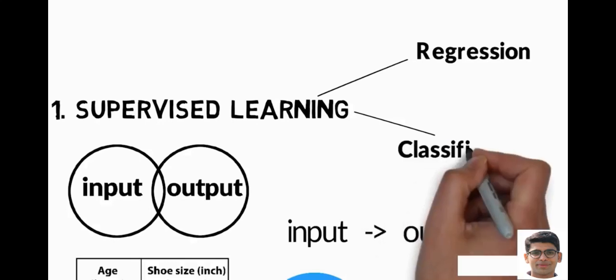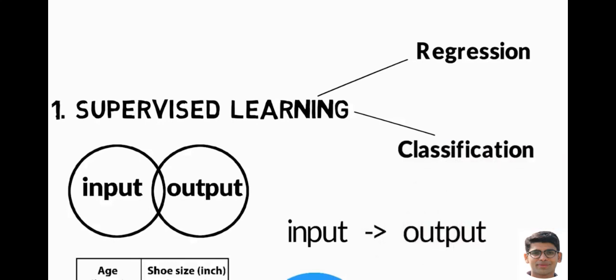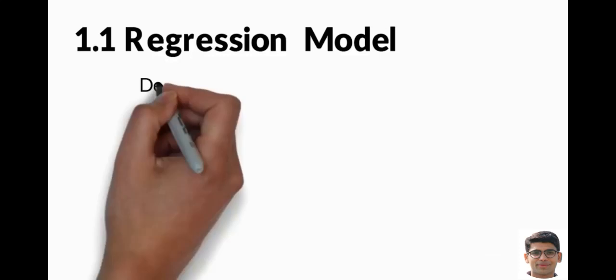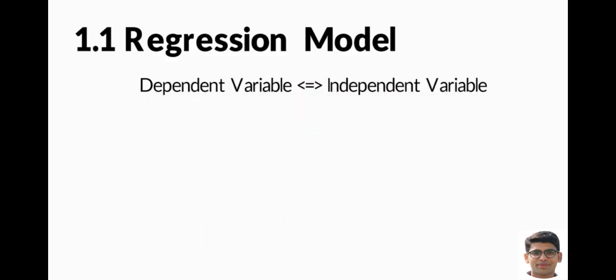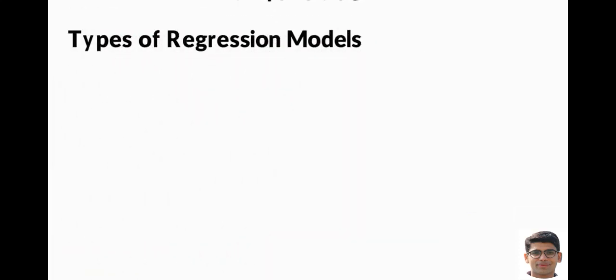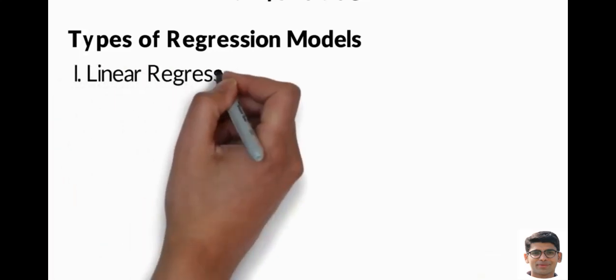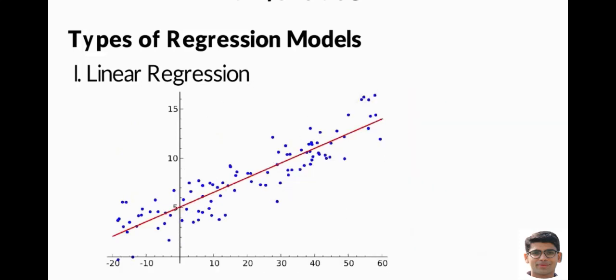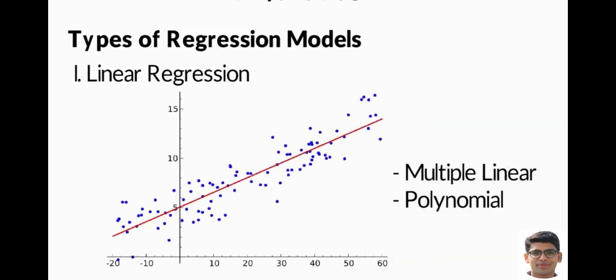In a regression model, we find a target value based on independent predictors. That means you can use this to find the relationship between a dependent variable and an independent variable. Some of the most common types of regression models include, number one, linear regression, which is simply finding a line that fits the data. Its extensions include multiple linear regression, that is finding a plane of best fit, and polynomial regression, that is finding a curve of best fit. In regression models, the output is continuous.